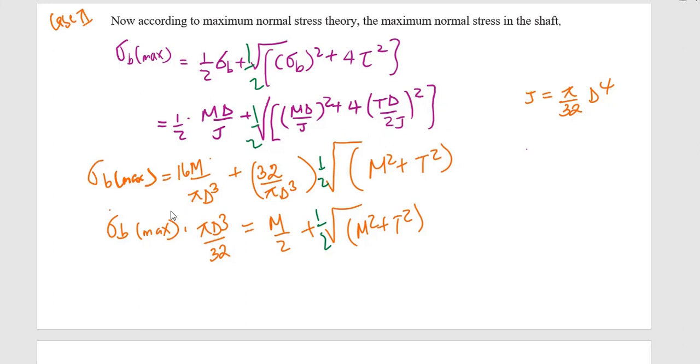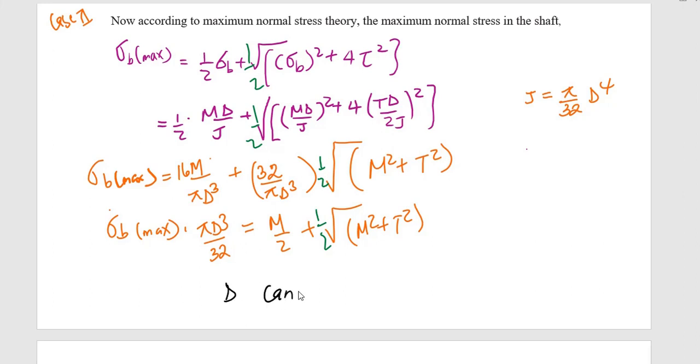When we substitute in properly, we find that sigma b max, or the maximum normal stress or the maximum principal stress, times pi d cubed out of 32 is equal to M out of 2 plus a half square root of M squared plus T squared. It is therefore from here that we can also calculate the value of d.